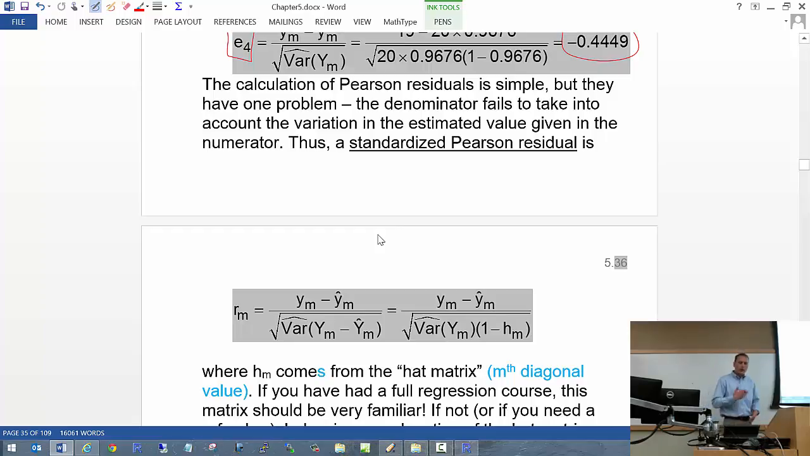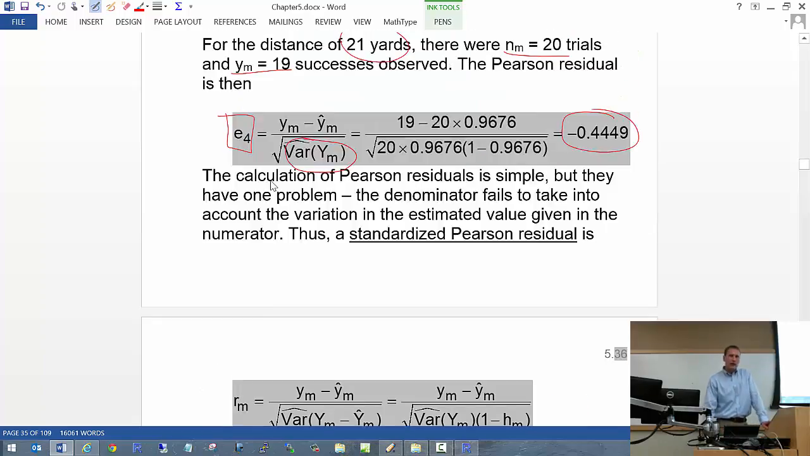So now there's one problem with using this Pearson residual, and that is the fact that we are only dividing by the square root of the estimated variance of y. But if you notice, in the numerator itself, there's actually 2 random variables, not just one, y sub m. There's actually y hat sub m. That's a random variable too. And so ideally, we like to be able to account for all the variability that's in the numerator, and hopefully that will provide a better standard normal approximation. And in fact, it does.